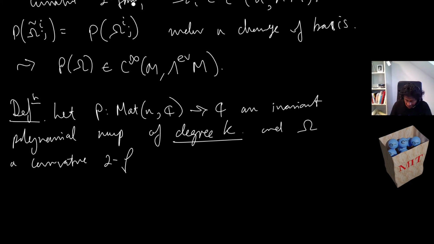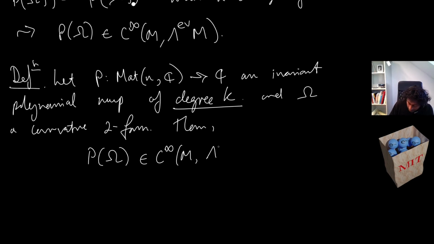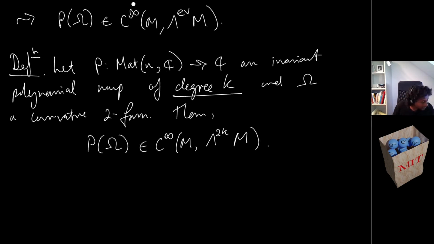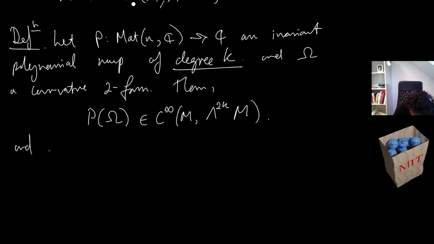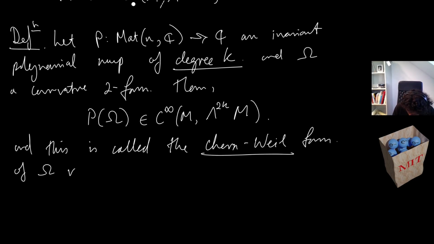So arising from some connection, the form that we get now is more than just being in the even algebra, in the even forms. It's actually a 2k form now, and this is called the Chern-Weil form of omega via P.